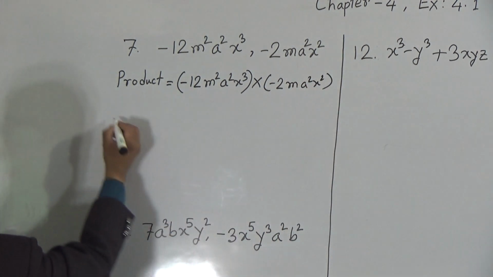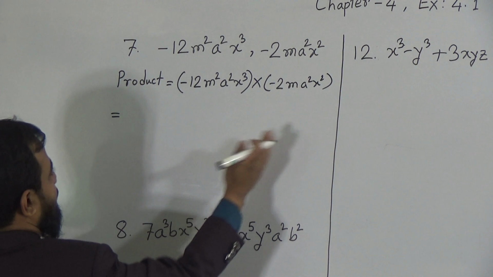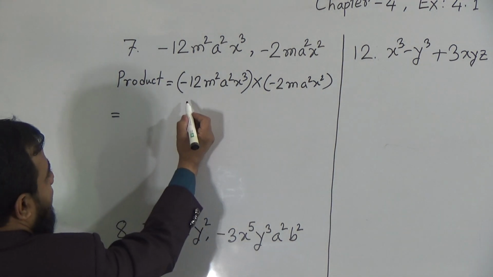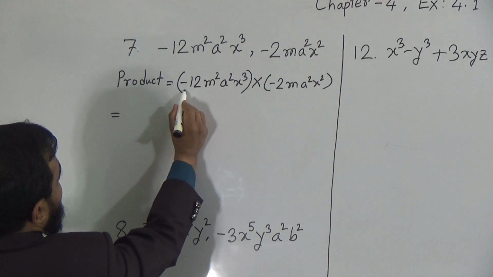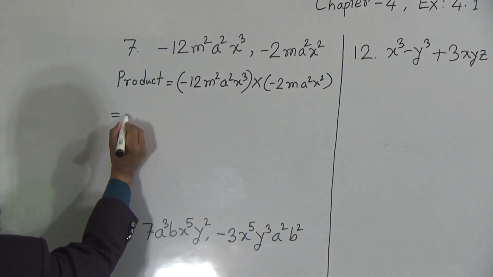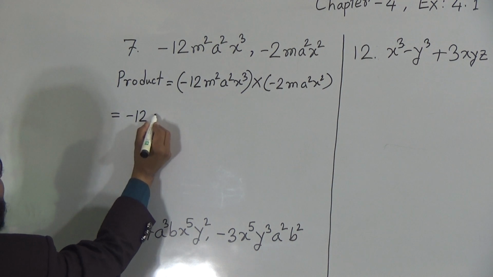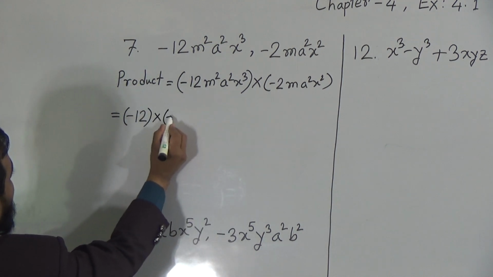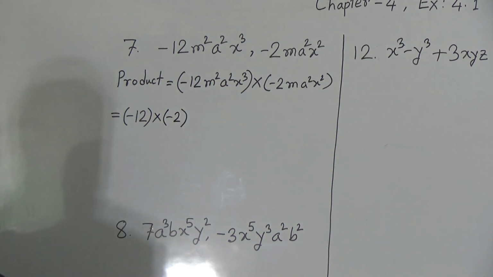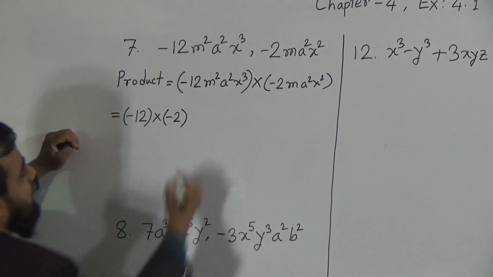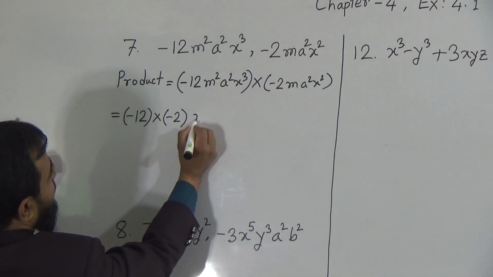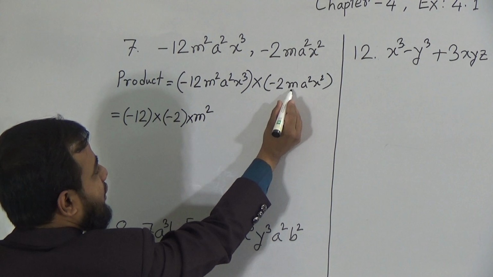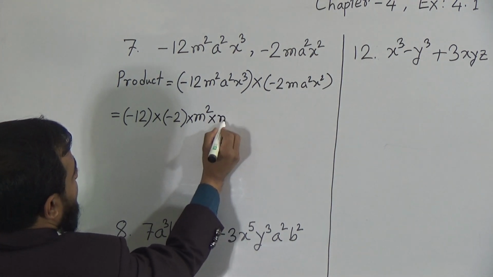Now we need to multiply the two expressions, which are monomial expressions. At first we separate the numerals and the variables. In the first expression the numeral is minus 12 and in the second expression the numeral is minus 2. Now we separate the variables. The first variable is m square and the second expression has the variable m, so it is multiplied with m.